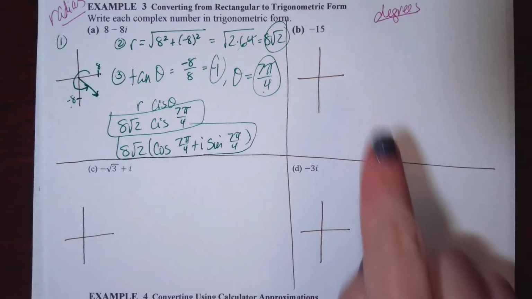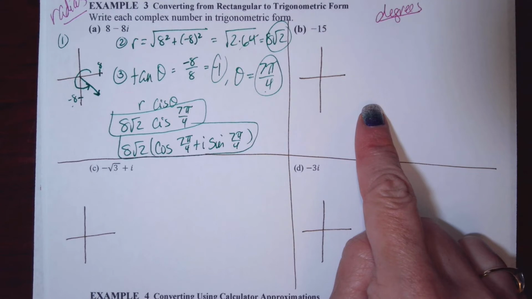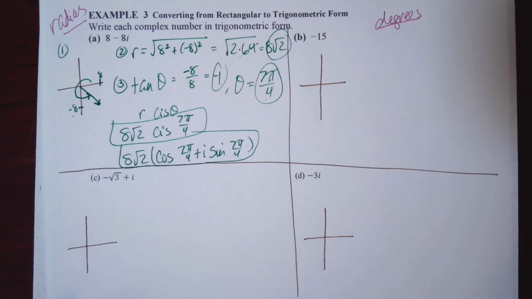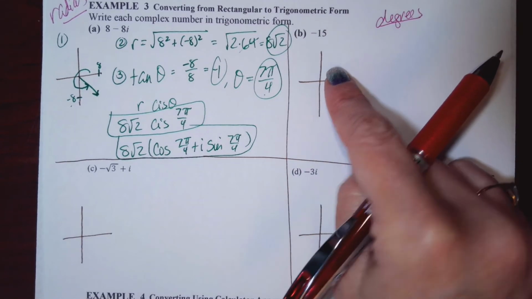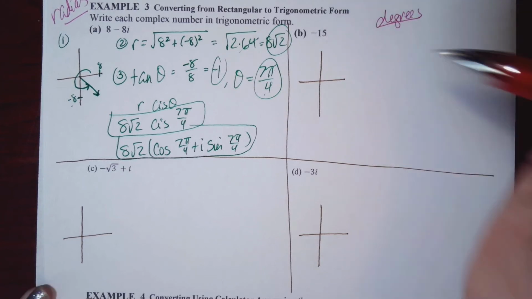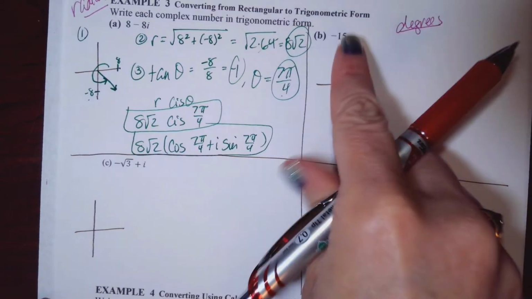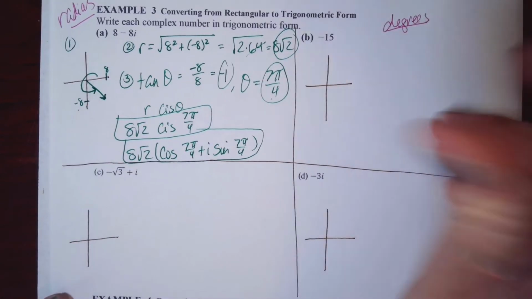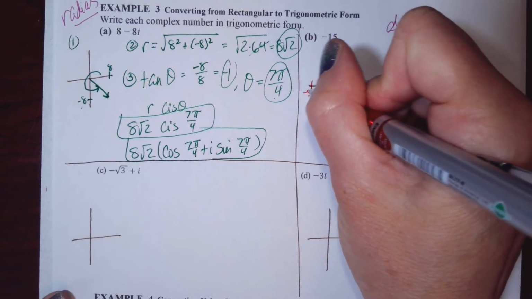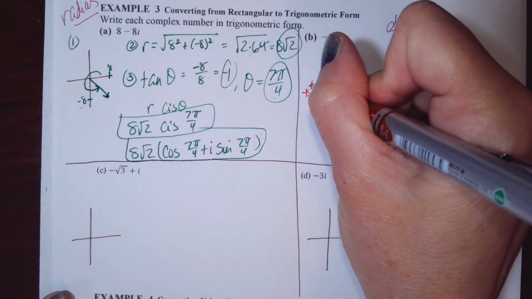Okay, let's do one in degrees. Now, I only have negative 15 here. What do I do with that? Well, I need to decide, is that my real part or my imaginary part? And because it does not have an i with it, it's my real part. So that means on my real axis, I'm going to move out to negative 15. Negative 15 is right there on my real axis.